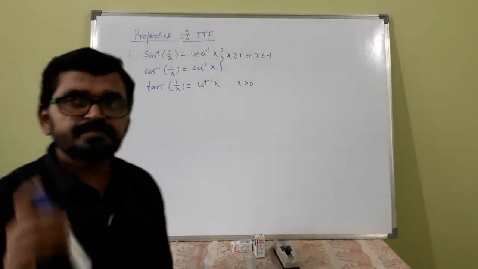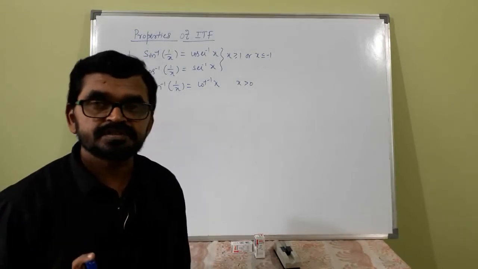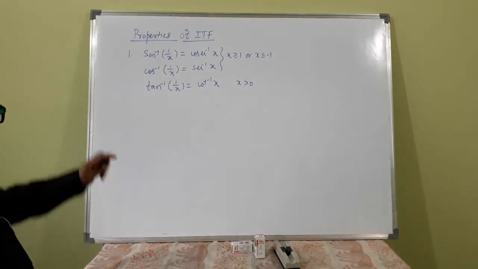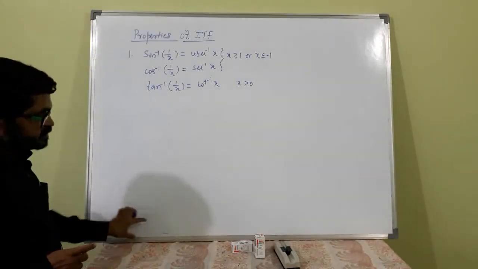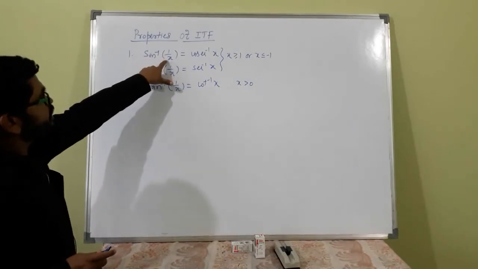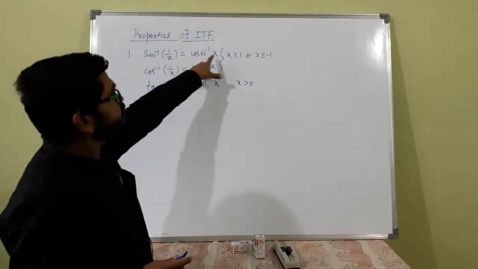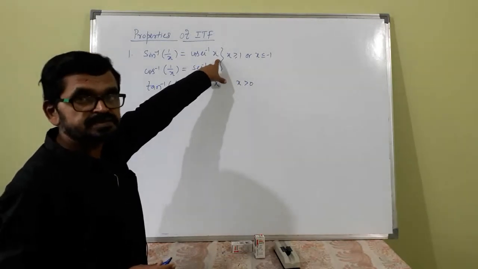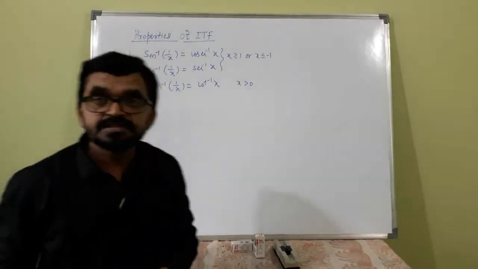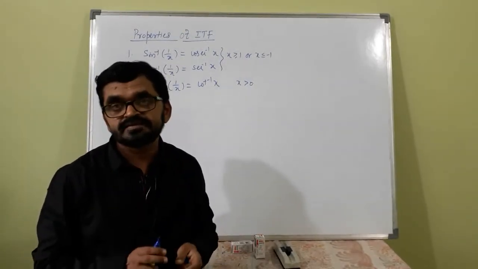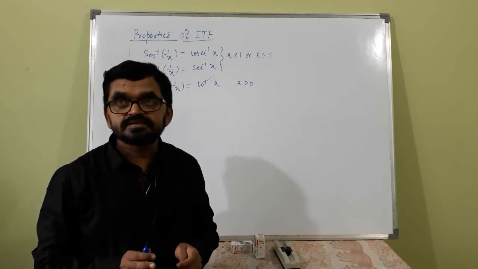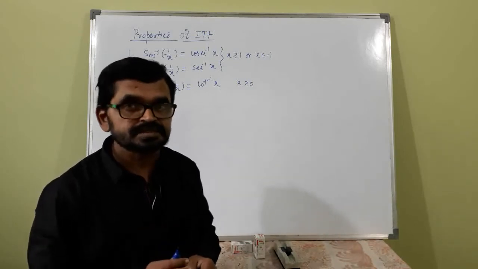Next is a very important part, the properties of inverse trigonometric functions. First set, there are 6 such sets. In the first part, sine inverse of 1 by x is equal to cosecant inverse of x, or cosecant inverse of x is equal to sine inverse of 1 by x. Similarly, cos inverse of 1 by x is equal to secant inverse of x, and cot inverse x is equal to tan inverse of 1 by x.